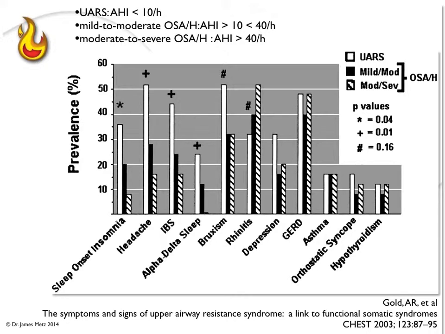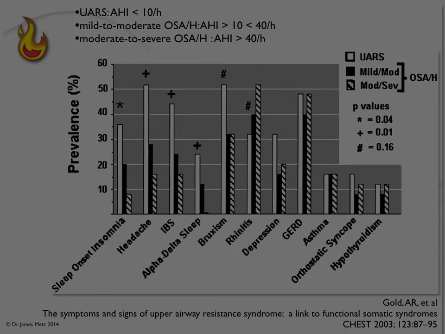This is a great paper by Avram Gold, and what you'll notice on Dr. Gold's paper is that if you have upper airway resistance, which means you really don't have sleep apnea, and then you get into the mild and moderate and then up to the severe, you'll notice that headache, irritable bowel, and many things occur, and bruxism occurs much more with upper airway resistance than occurs with severe sleep apnea. So realize that when you see a TMD patient or you see somebody with a lot of bruxism or headache, really consider this and screen them for upper airway resistance.